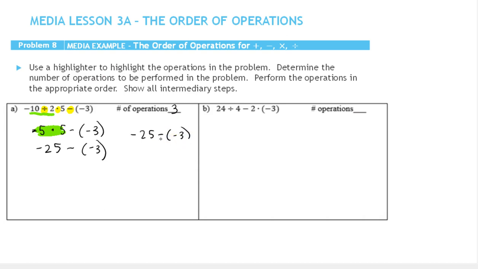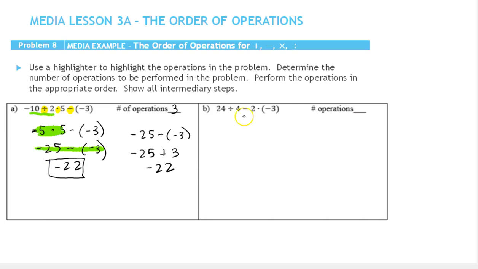And remember, we said subtracting a negative is the same as adding its opposite. So negative 25 plus the opposite of negative 3, which is positive 3. So negative 25 plus 3 is going to be negative 22. Since that took up a little room, I did it on the side. And this is our last operation, and we get a result of negative 22. I have 1, 2, 3 lines, so I know I performed each operation one step at a time.